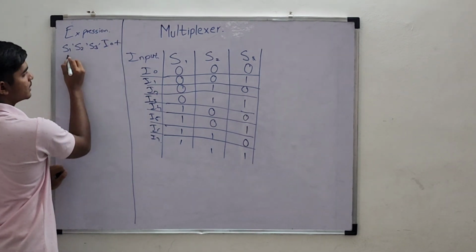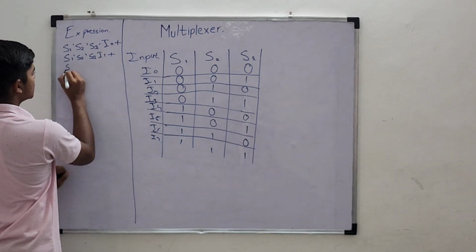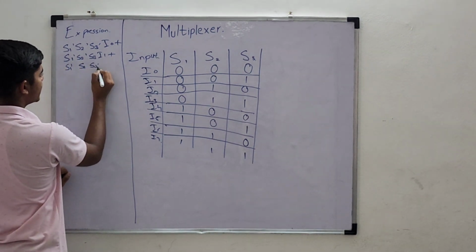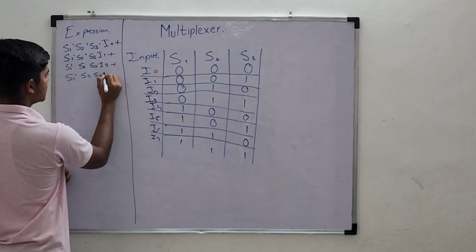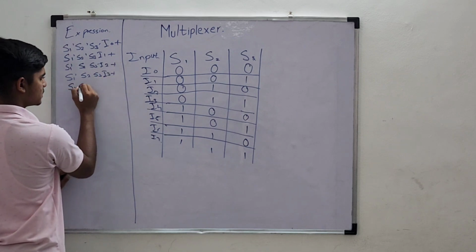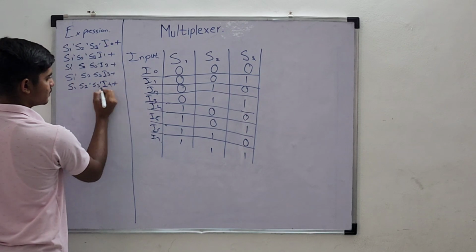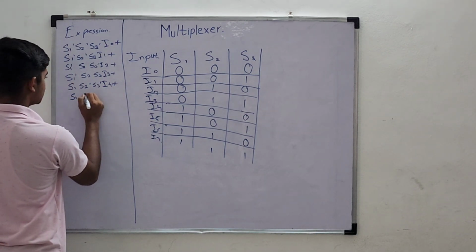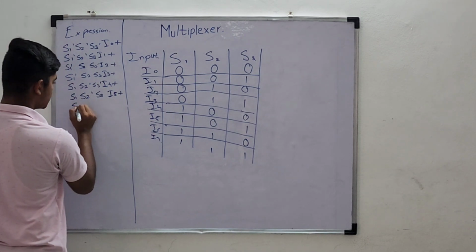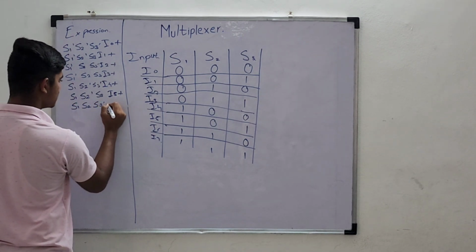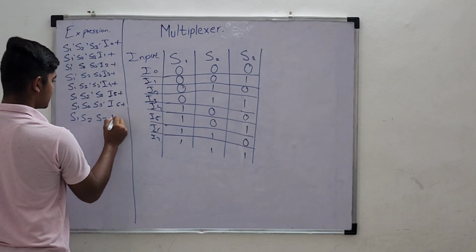So I0 plus S1 dash, S2 dash, S3, I1 plus S1 dash, S2, S3 dash, I2 plus S1 dash, S2, S3, I3 plus S1, S2 dash, S3 dash, I4 plus S1, S2 dash, S3, I5 plus S1, S2, S3 dash, I6, and the last one S1, S2, S3, I7.